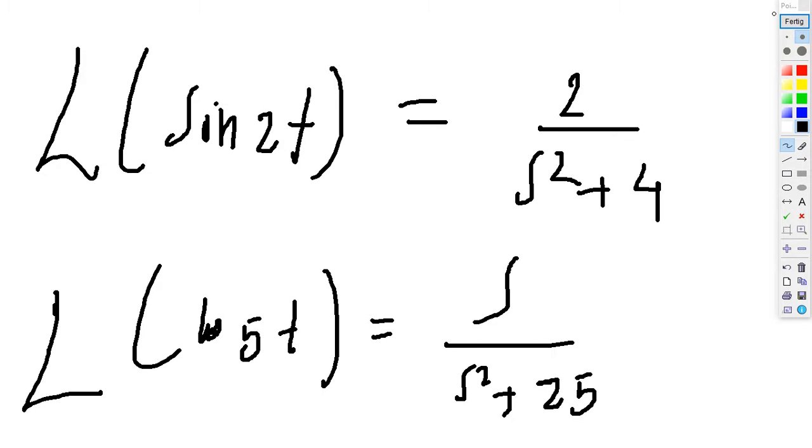And if you get the hyperbolic functions, sinh or cosh 5t, nothing changes except that the positive sign is replaced by a negative sign in the denominator, for both hyperbolic cosh and hyperbolic sinh. Okay, I hope everyone understands this.